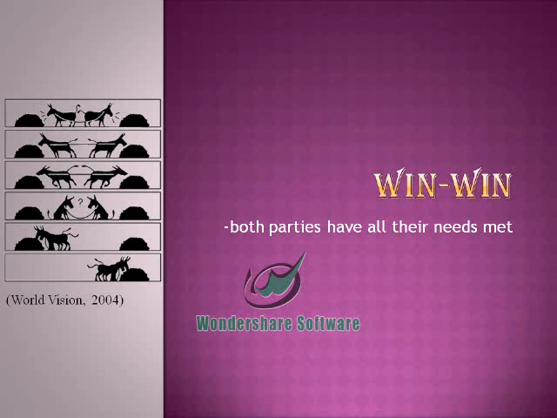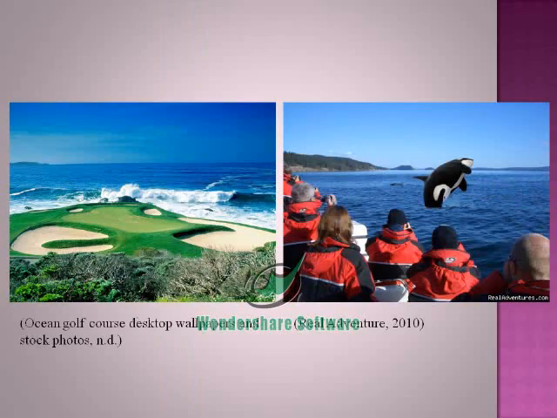The final method of conflict resolution is win-win. In this method, you search to find a solution where the needs of all parties involved are met. An example of this would be if you wanted to take a vacation near the ocean, so you could go whale watching, and your partner wanted to take a trip near a golf course.